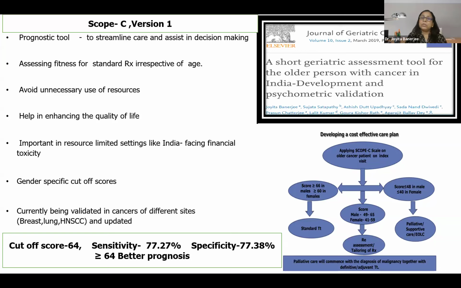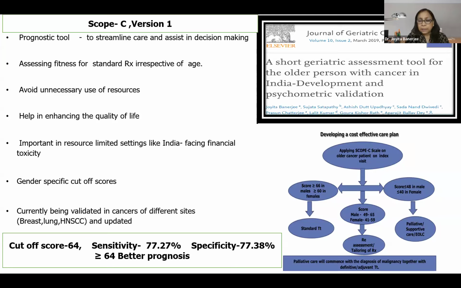So we have scored this tool, and above a certain score, we consider the patient fit and can go for standard treatment, and below a certain low score, we consider that the patient is frail and should go for palliative and supportive care or end-of-life communication or care. And in between is the score where the vulnerable patients are, and reassessment and tailoring of treatment should be done.